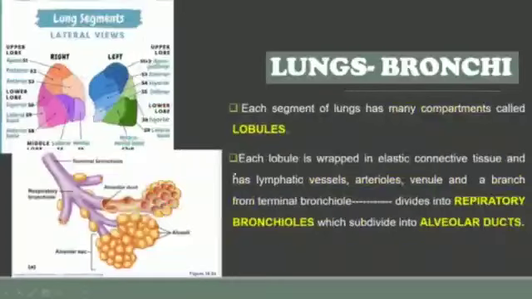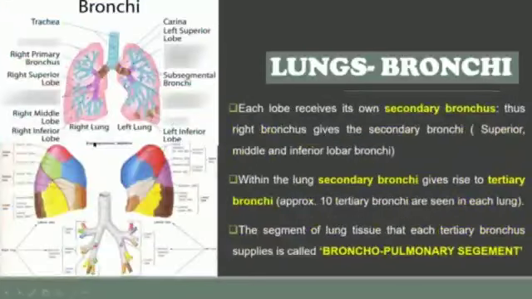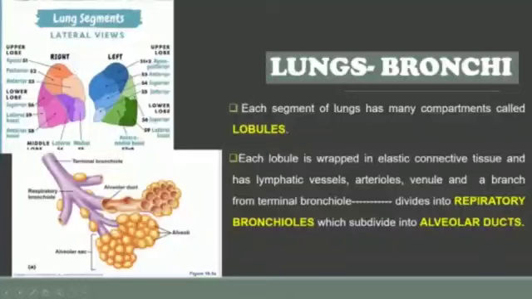Now, each segment of the lung has many compartments called lobules. As I told you, these are the segments, because there is one tertiary bronchus. This part again has small parts called lobules. So each segment of the lung has many compartments called lobules. Inside this part you have lobules.